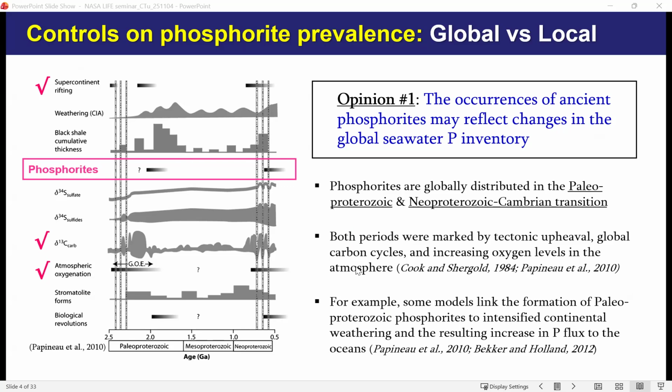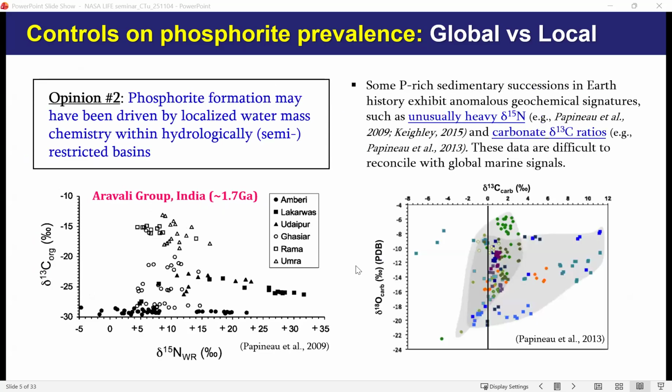the oceans. And the other school of thought argued that phosphorite formation may have been driven by localized water mass chemistry within hydrologically semi-restricted basins. The reason is some phosphorus-rich sedimentary successions in Earth's history exhibit anomalous geochemical signatures, such as unusually high δ15N values and carbonate δ13C ratios. However, these data are difficult to reconcile with global marine signals.